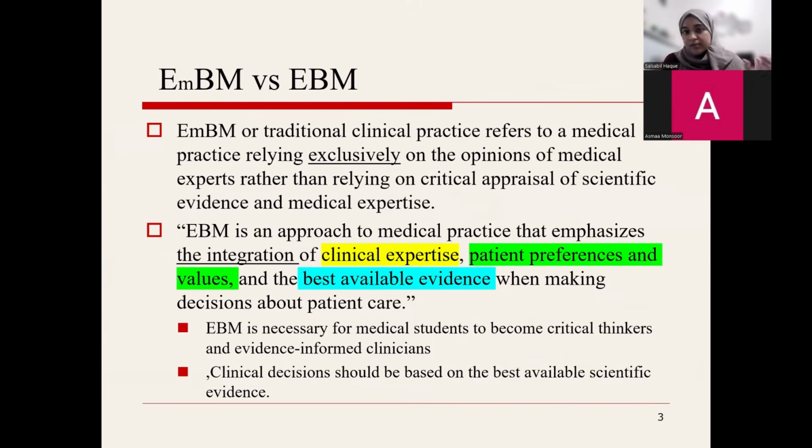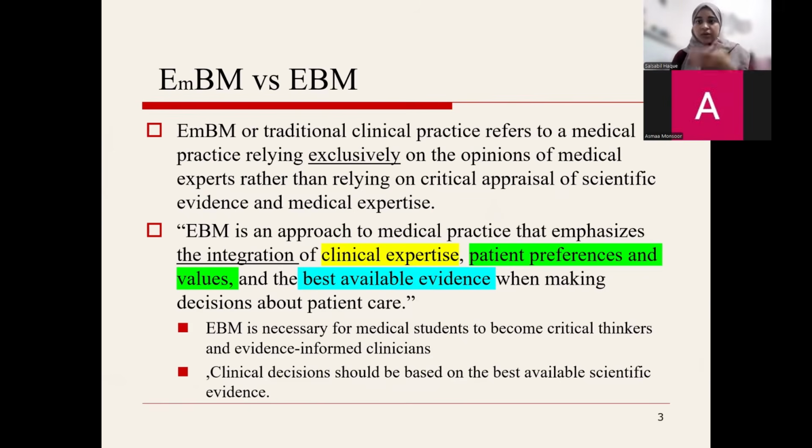Okay. So eminence-based medicine or traditional practice is what we used to practice before. Okay. And this is basically reliant on clinical experts and their opinions, versus what we practice now, which is evidence-based medicine. Evidence-based medicine, I kept the definition as it is from the slide because that is what comes in the exam, verbatim, word for word. So, evidence-based medicine is an approach to medical practice that emphasizes the integration of clinical expertise, patient preferences, and best clinical evidence. Okay? So, what does that mean, or how do you remember this?